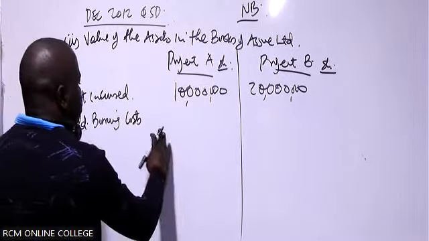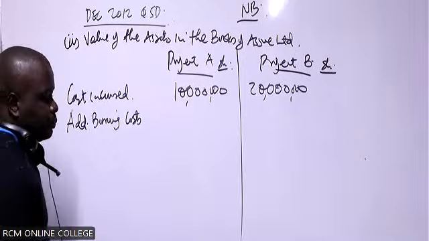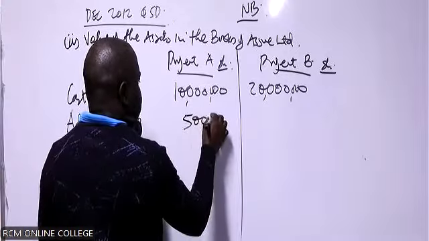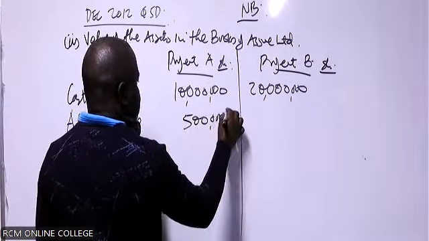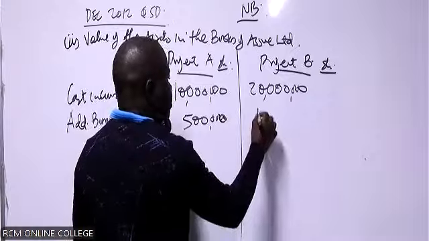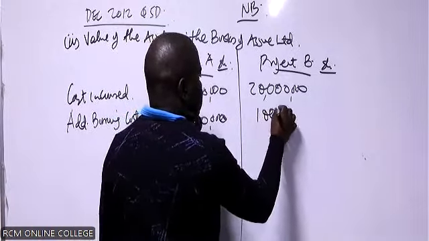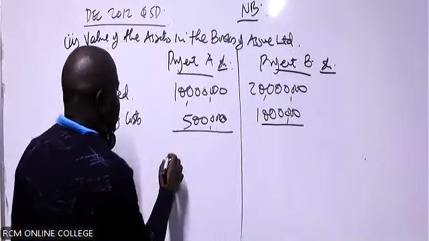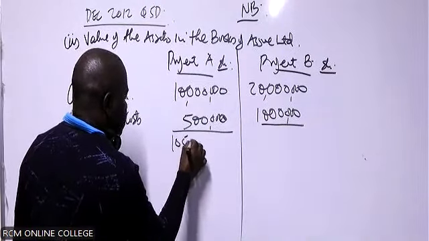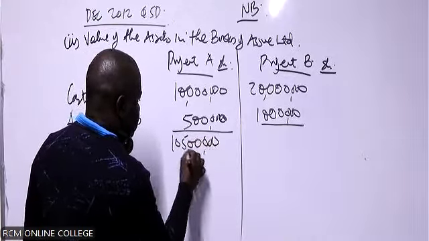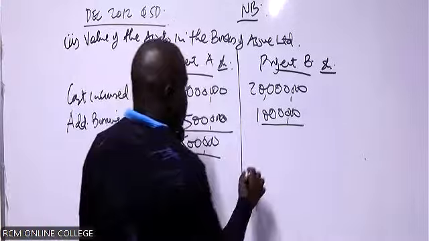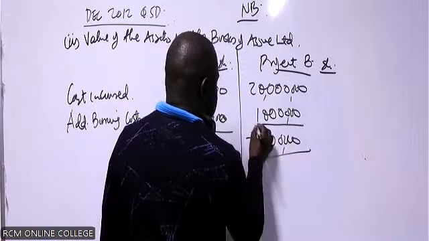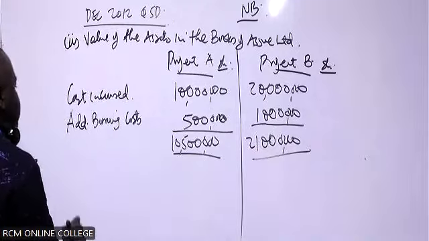So for this one, we've been able to get how much? The borrowing cost is coming to 500,000, yes. And this one is coming to 1 million. So we should be able to add: this one will be 10 million 500,000, and this one will be 21 million. Because that will be the value of the assets.